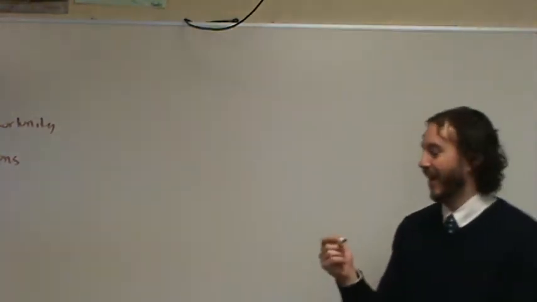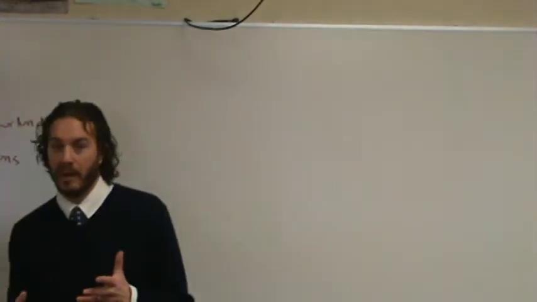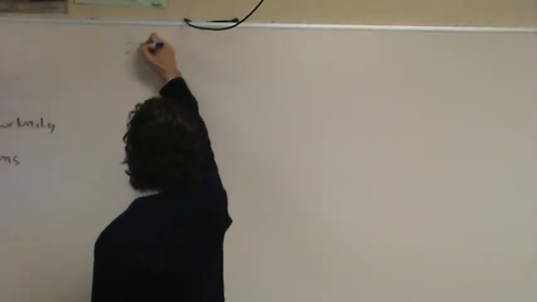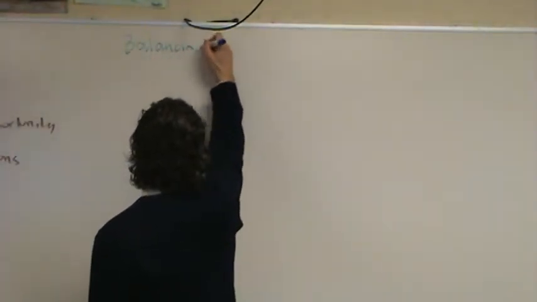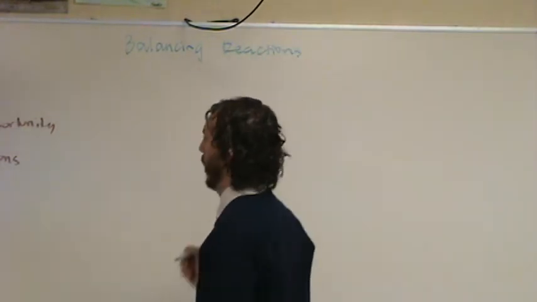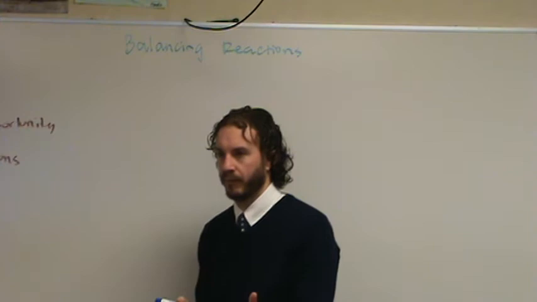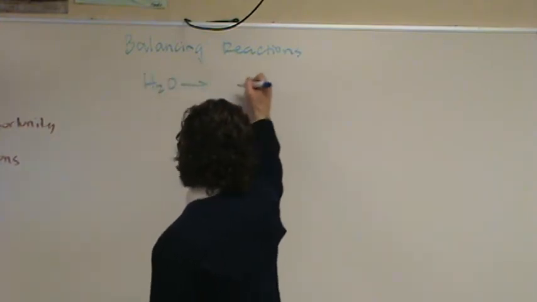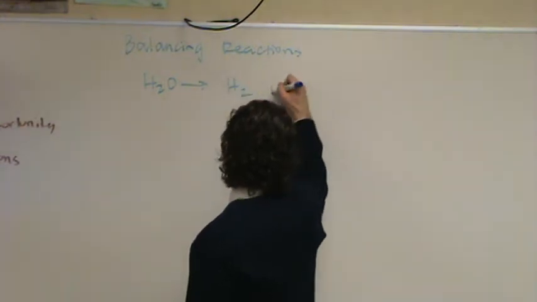All right. So the way that we fix that problem, or the way that we represent the conservation of mass in reactions, is we have to balance it. Okay? Balancing is something that's going to happen all the time. Let's just stick with that one for example, when we have H2O decomposing to make hydrogen and oxygen.